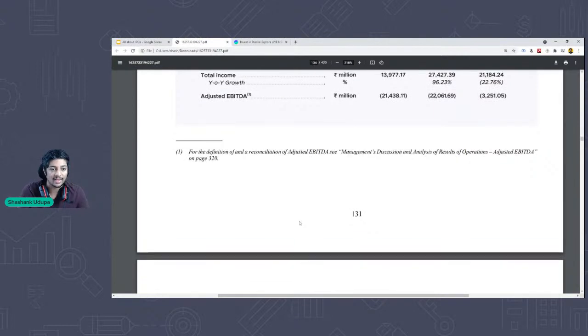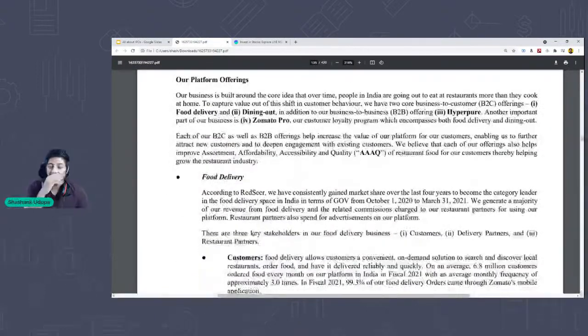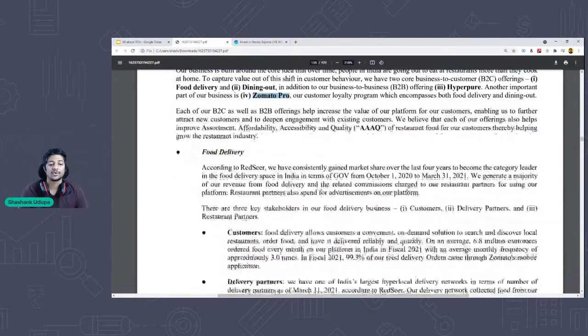And if you keep going down, I'll slowly go down, you will see different things, right? What does Zomato's platform offer, right? They offer, what is that? Food delivery, which we all know. They also have dining out. You remember they had something called Zomato Pro, right? We saw Zomato Pro coming in the middle. We had Zomato Gold also coming in the middle. So it talks about everything.